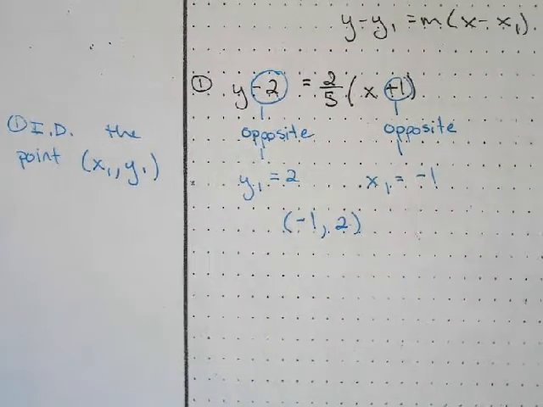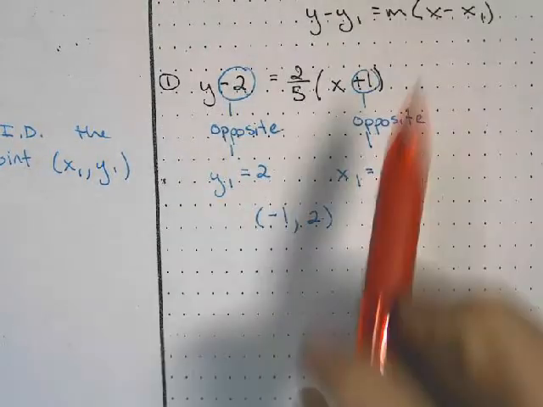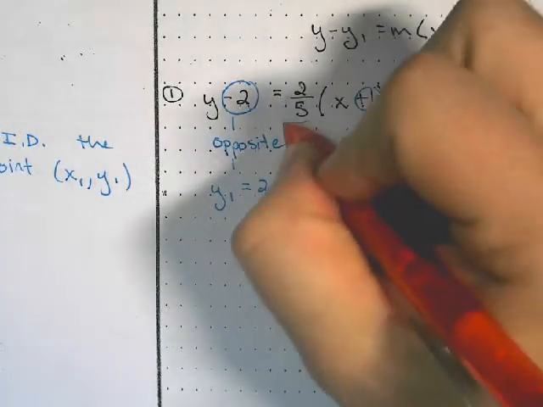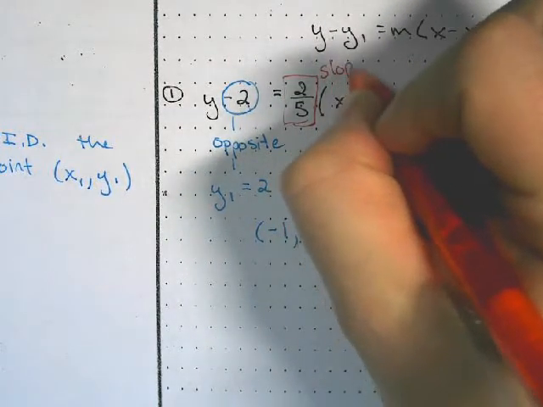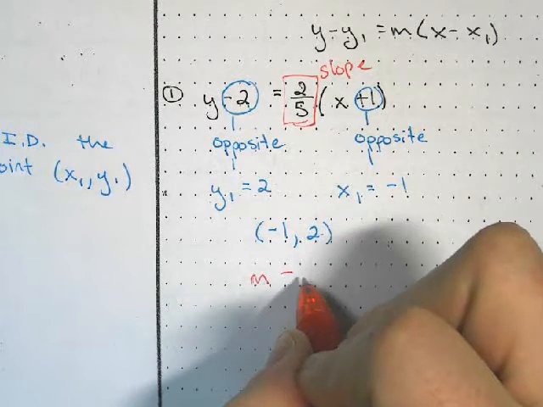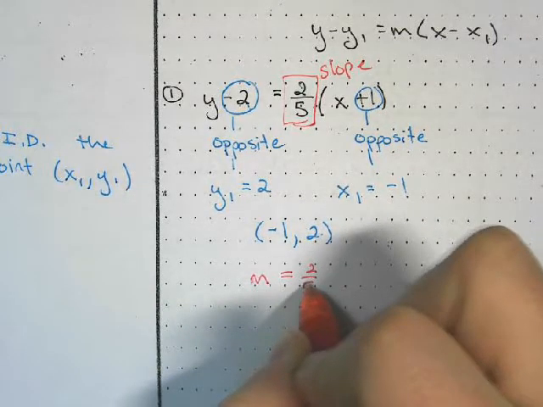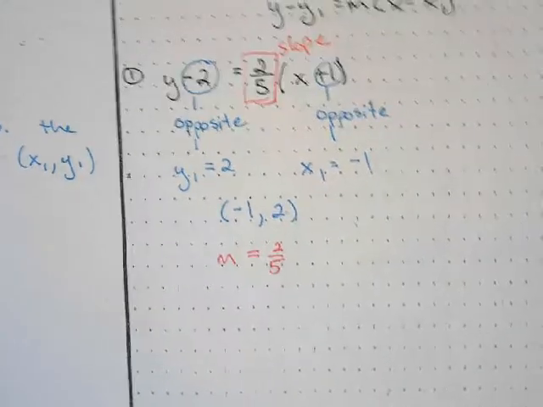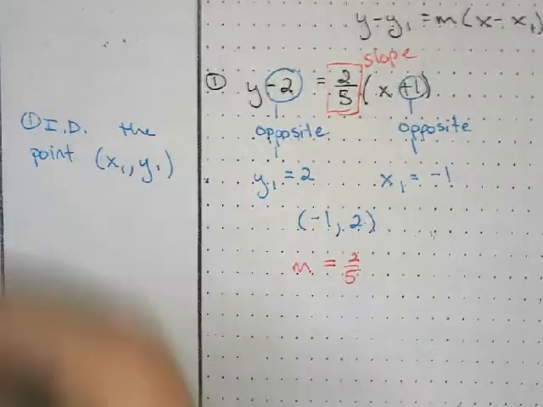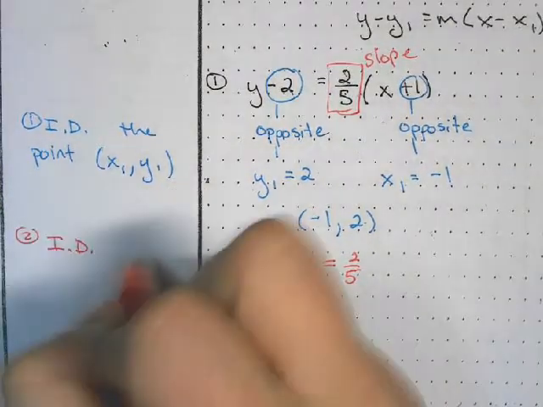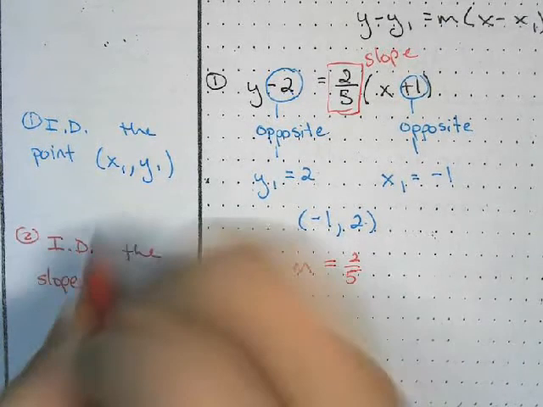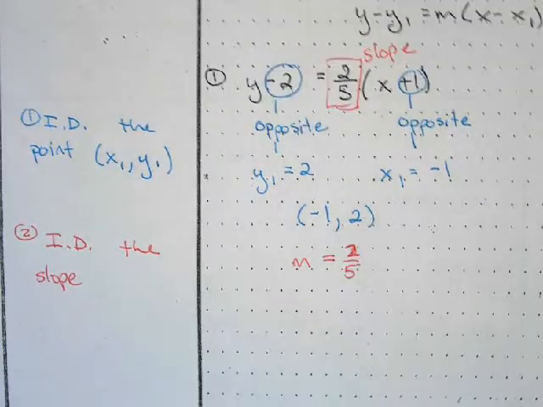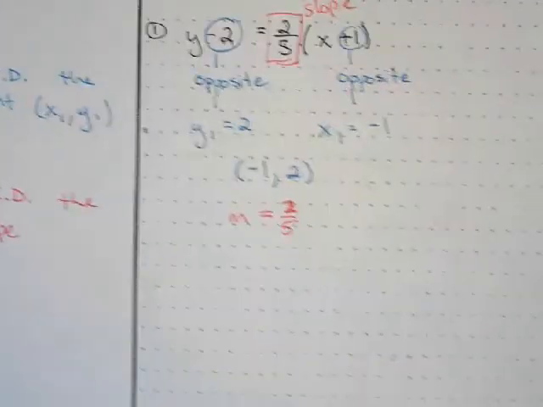Now let's identify the slope. Well, the slope, our m value, comes right before our parentheses. So I have this fraction right here. So there's my slope right there. So now we have m equals 2/5. Now we have all the pieces we need to graph. I plot my point, I apply my slope, so we found out we have our point, we have our slope, we're ready to graph.